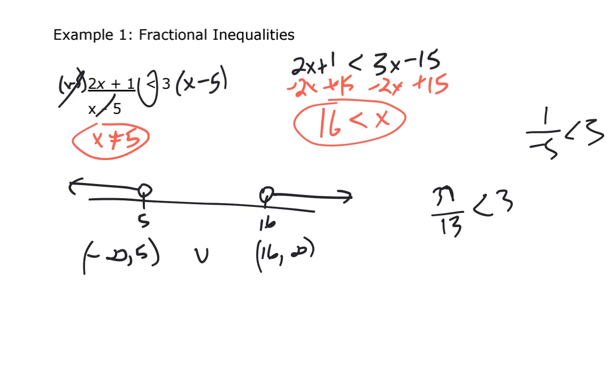And if you wanted to double check, we could try just an interval in the middle to make sure that it doesn't work. So let's try something like a 7. If we plug 7 in the original, we would get 15 over 2. And 15 divided by 2 is 7.5. That is not less than 3. So that one definitely does not work. So it looks like we've got our correct solution.